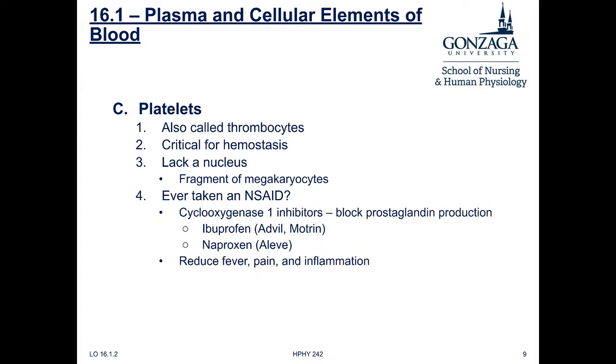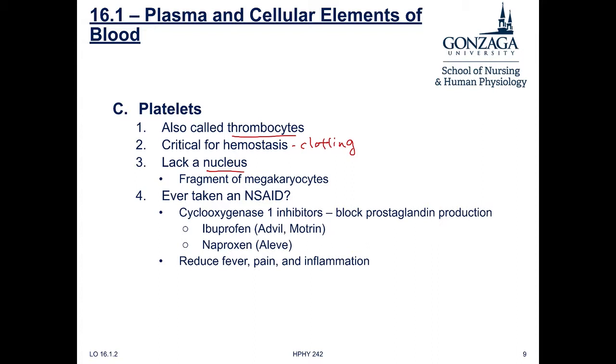The last group of cells that are found within blood, you're probably the least familiar with, platelets. The technical term is thrombocytes. Okay, these are critical for hemostasis, or blood clotting, reducing blood loss in case of damage. Just like a red blood cell, they also lack a nucleus, and that's because these platelets are technically fragments of a much larger cell called a megakaryocyte. Again, we'll cover that in class.